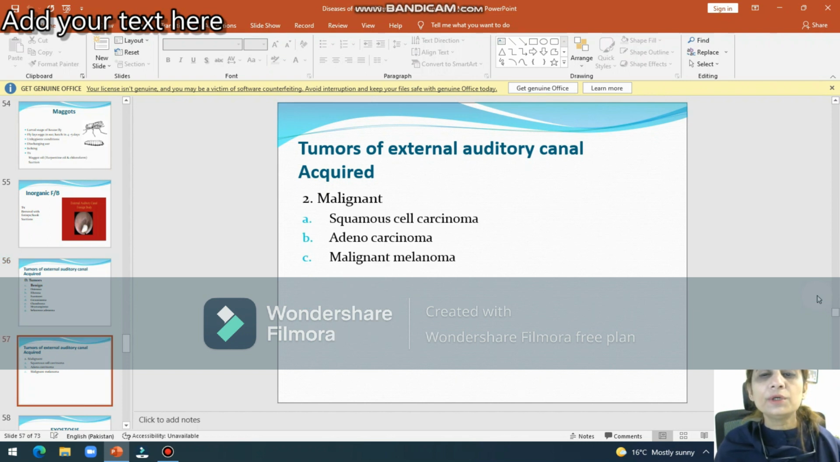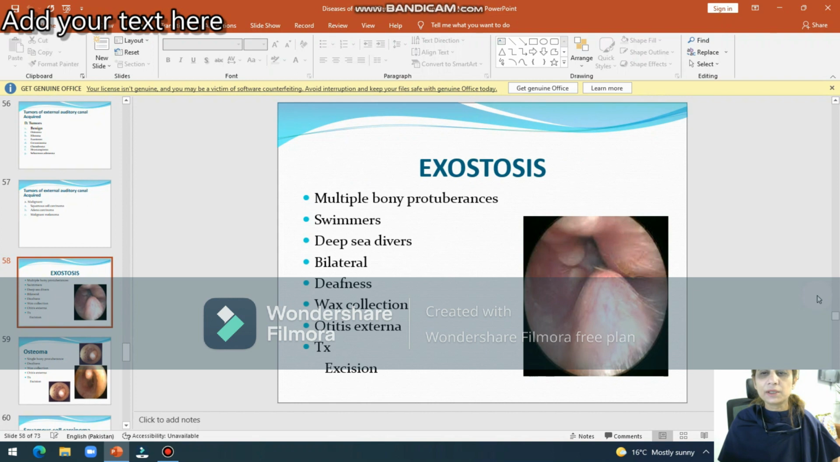As for malignant tumors, the commonest malignant tumor of the skin is basal cell carcinoma, and other tumors are squamous cell carcinoma, adenocarcinoma, and malignant melanoma. Squamous cell carcinoma is the most common malignant tumor, but the most common malignant tumor of the skin is the basal cell carcinoma.